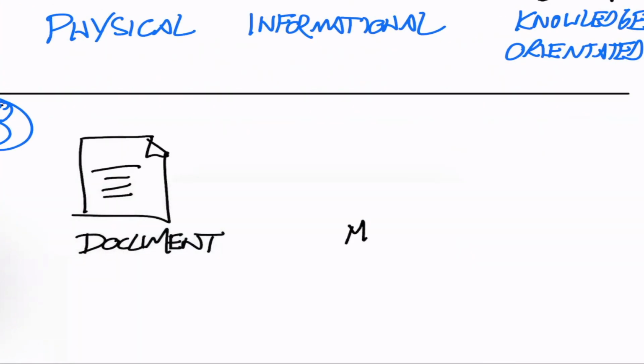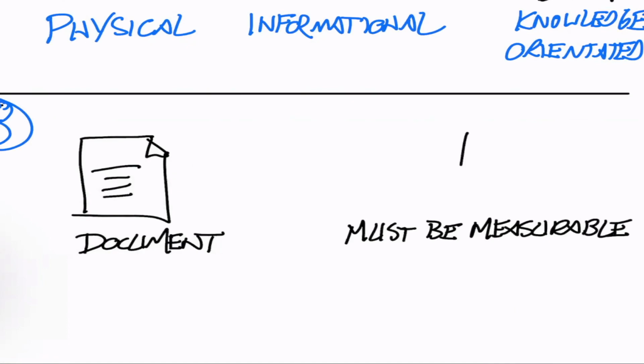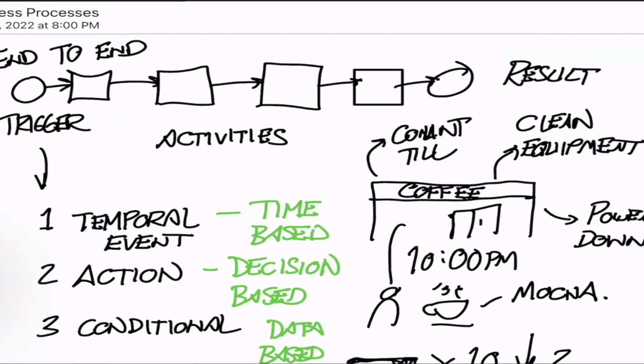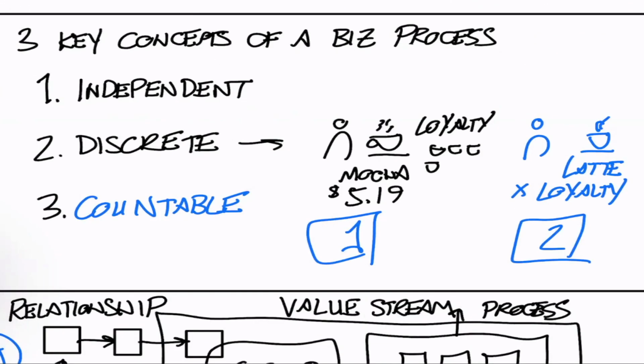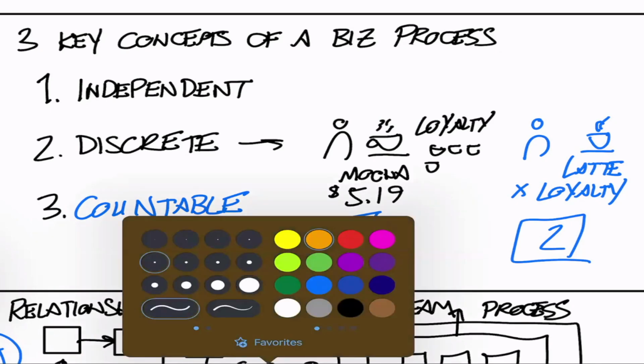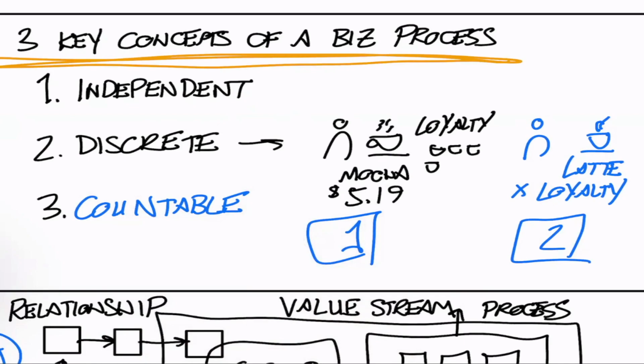Business processes must be measurable. We have to be able to put them on the scale and determine how effective we are with these processes. And if we go all the way back up to where I started, to our 3 key concepts of a business process, independent, discrete, and countable, notice that if I have all these, then I have the ability to measure, and measure with a good standard of quality.